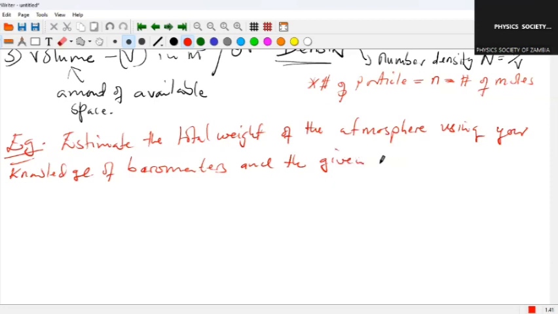Of parameters and the given radius of the Earth. I will quickly do this for us.